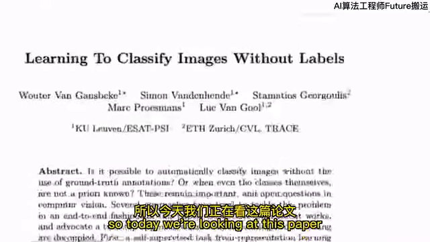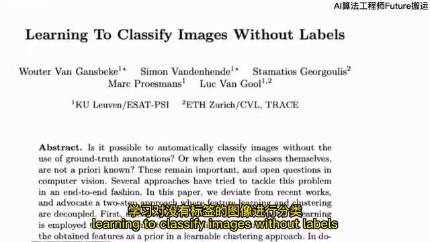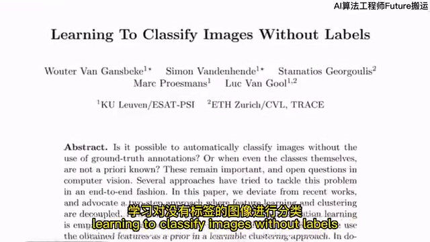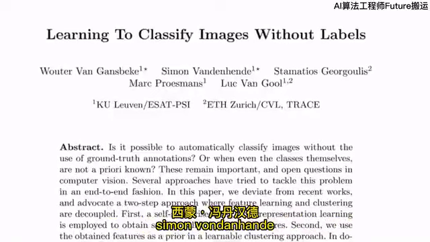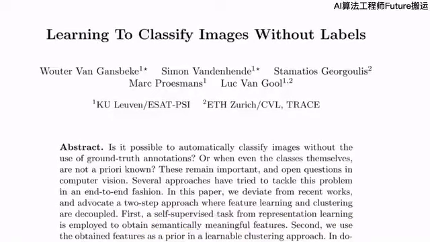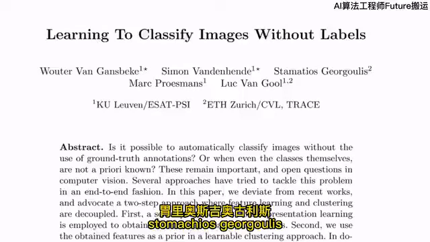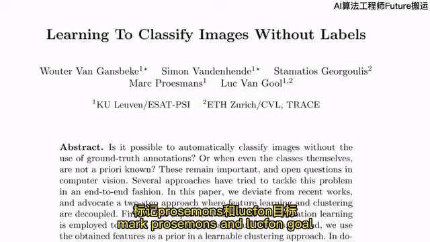So today we're looking at this paper, Learning to Classify Images Without Labels, by Wouter van Gansbeke, Simon van den Hende, Stamatios Georgoulis, Mark Prosemans, and Luc van Gool.